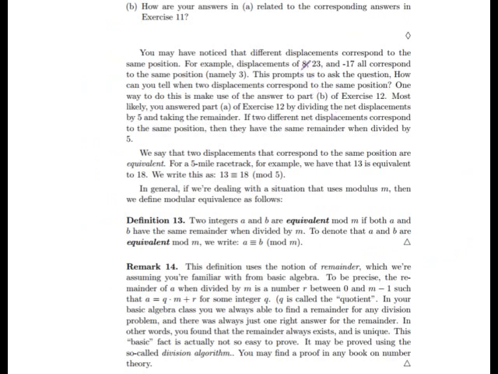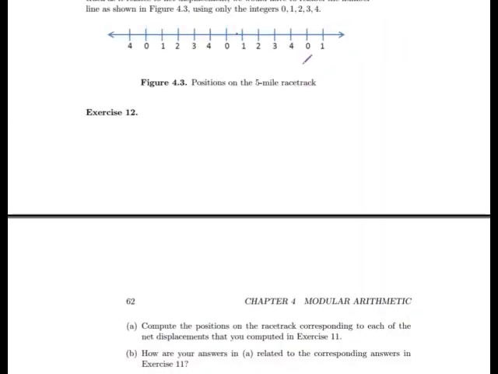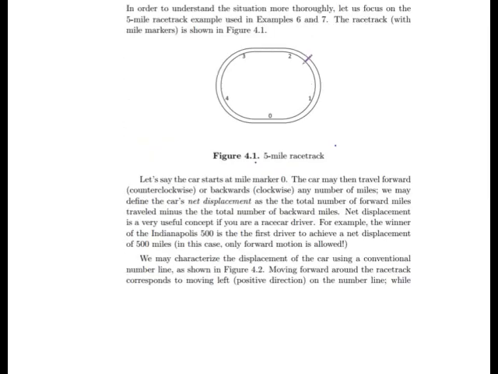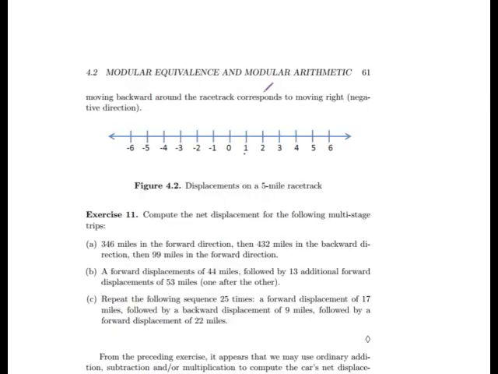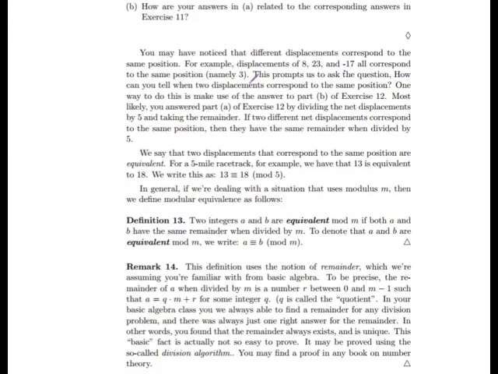Now, some examples here. Suppose you travel 8 miles in the forward direction, or 23 miles in the forward direction, or 17 miles in the backward direction. If you work it out, let's see where you will end up. If you go 8 miles in the forward direction, you go 5, 6, 7, 8. You'll end up at the 3-mile marker. If you go 23 miles in the forward direction, you'll go around 1, 2, 3, 4 full times, and then go 1, 2, 3, end up at the same place. So you're ending up at the same net displacement.